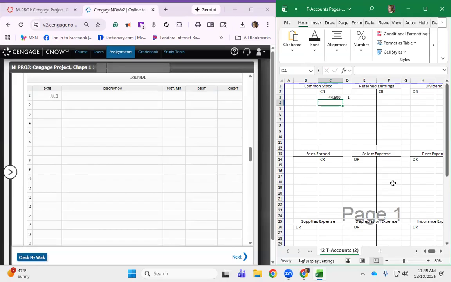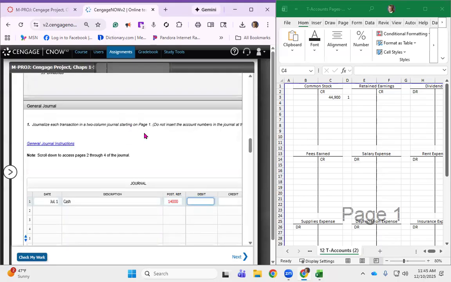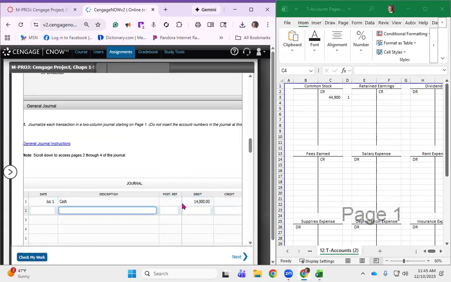And I'll hit enter. All right, so there is the common stock. So let's go ahead and put these in. So cash is 14,000. Oh, that's the post reference. Of course. Sorry about that. We won't use that until after we're done posting. So we go here, 14,000, and accounts receivable gets a debit of 20,800.